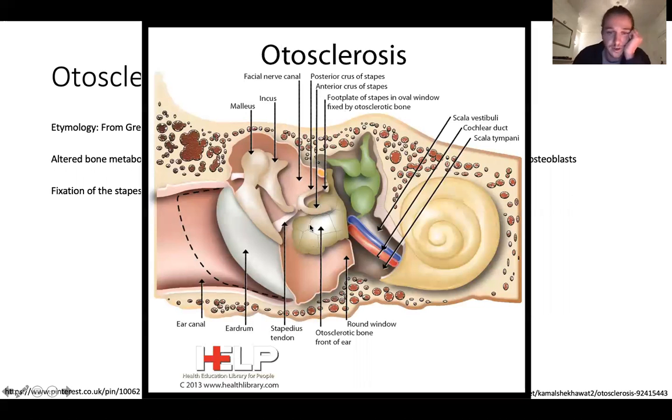So here's a picture, hopefully showing it quite well. Your malleus, incus and your stapes. Here's your promontory, and your oval window is here. Basically the stapes normally moves forwards and backwards, giving that kinetic energy. But in this certain population of patients you get this otosclerotic bone that builds up and basically causes a problem with your hearing, usually a conductive problem.